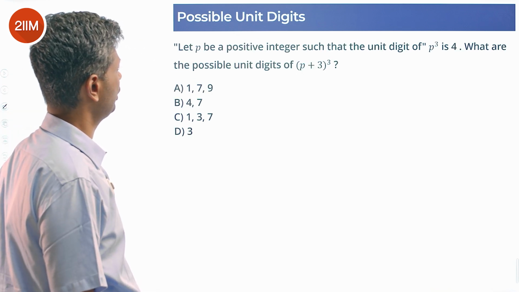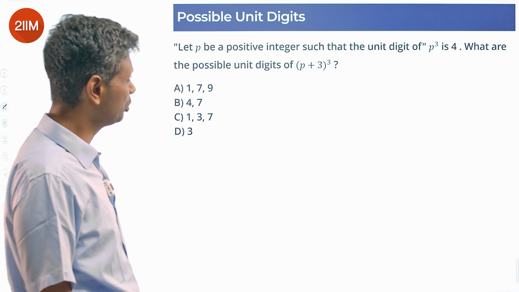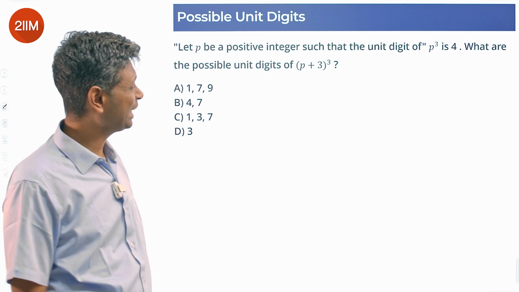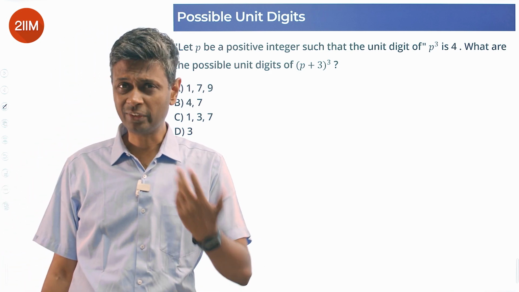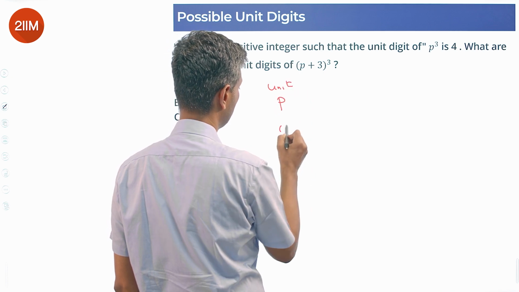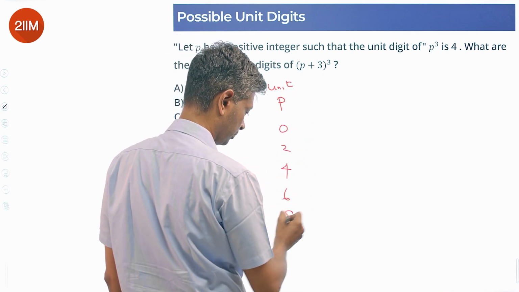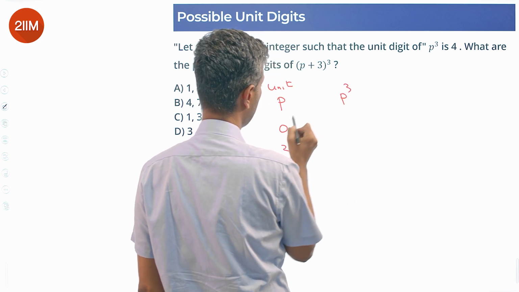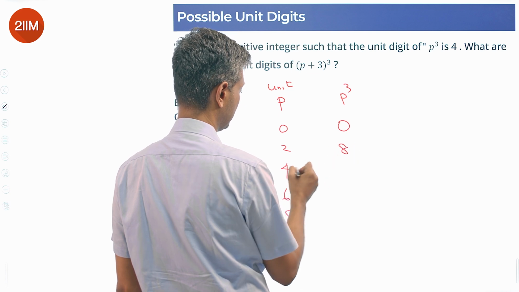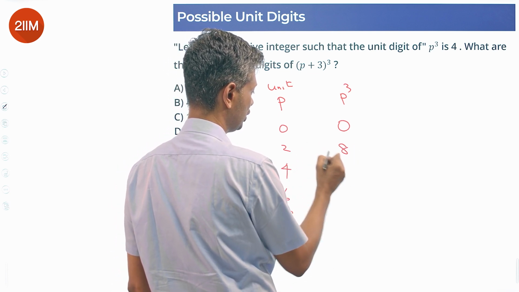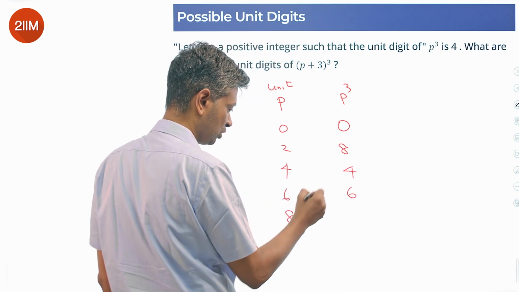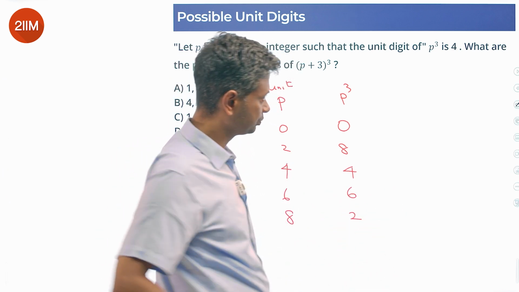Let p be a positive integer such that the unit digit of p cube is 4. What are the possible unit digits of p plus 3 whole cube? P cube unit digit is 4, that means p is even. So p unit digit could be 0, 2, 4, 6, 8. If p had unit digit 0, p cube would have unit digit 0. If it had 2, 2, 4, 8, this will be 8. 4, 4, 16, 64, 4. 6, 6, 36, 216, 6. 8, 64, 512, 2.